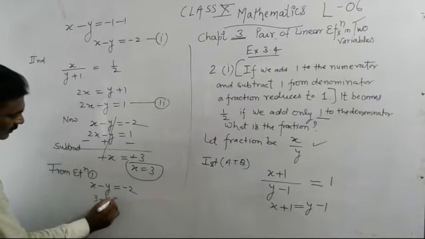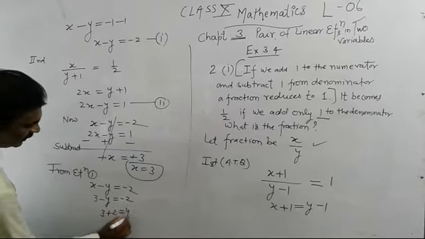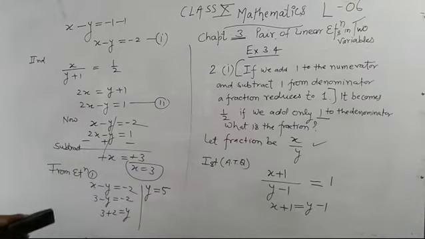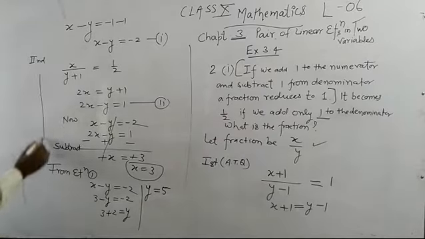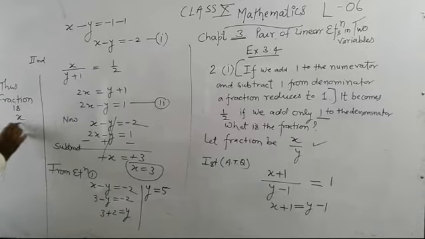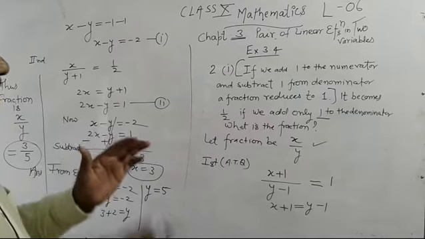3 minus y is equal to minus 2, or 3 plus 2 is equal to y. Y is equal to 5. By this way you can write the value of y. And finally, thus the fraction x upon y, that is the value of x is 3 and the value of y is 5. So this is your answer. So by this way students, you can solve word problems based on fractions.